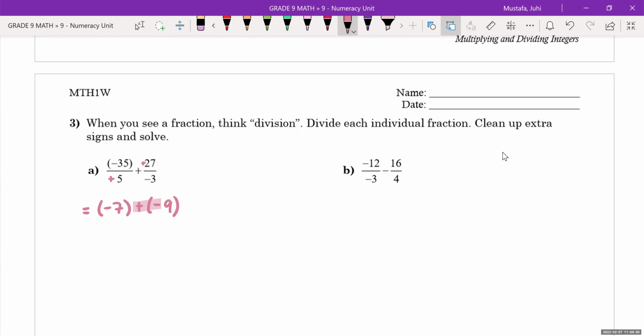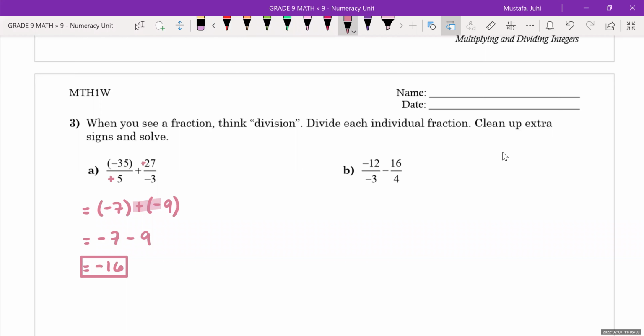So what is a positive and a negative in addition give us? It's still a negative, so it's going to be -7 minus 9. And then we have the same signs. We're going to add the numbers and keep the signs. So our final answer will be -16, because 7 plus 9 is 16, and the sign in front of both of them is negative. And so that means our final answer is going to be -16.